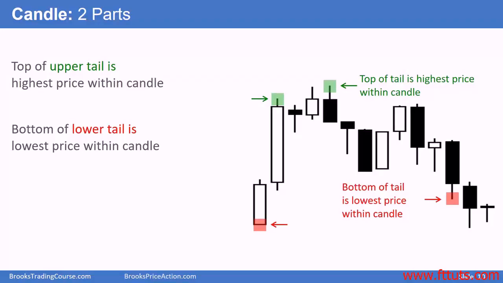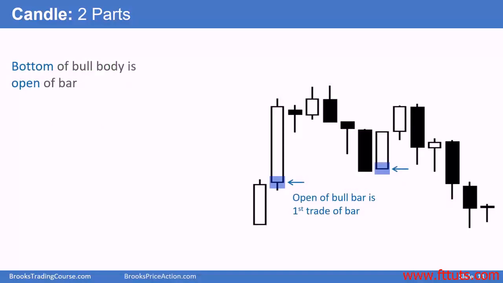Some bars don't have any tails. For example, here's a bull bar. There's no tail on the bottom. That means it opened on exactly the low of the bar, and the market never traded below the open of the bar. The open of the bar, in this case a bull bar, is the very first trade that took place. If this is a 5-minute chart, this is the first trade that took place as soon as that bar closed. And the close of the bar, the top of the white rectangle, is the final trade. And as soon as that trade takes place, another candle begins.